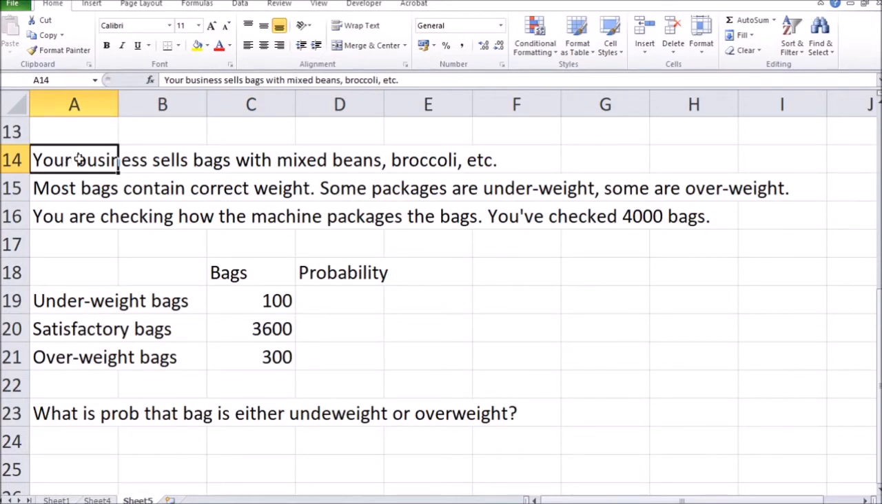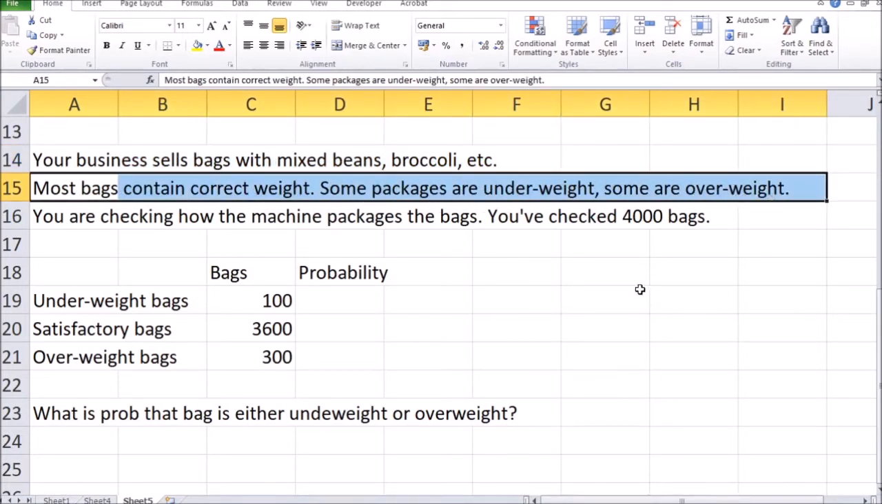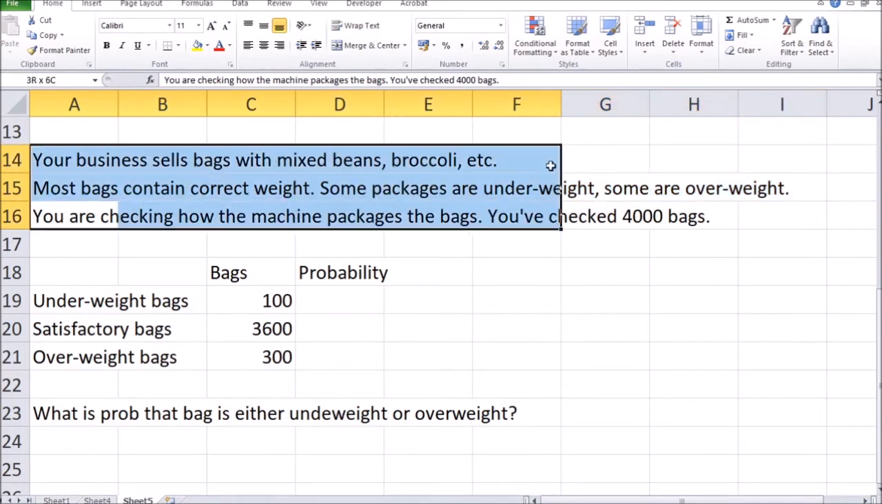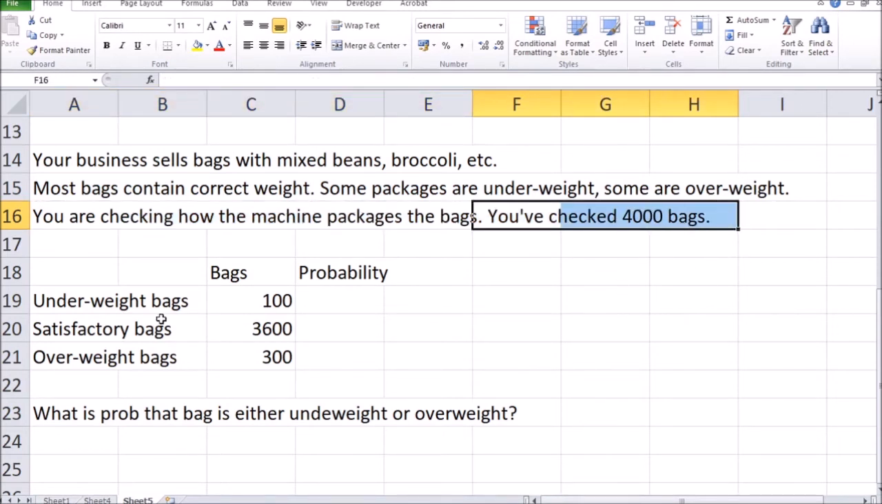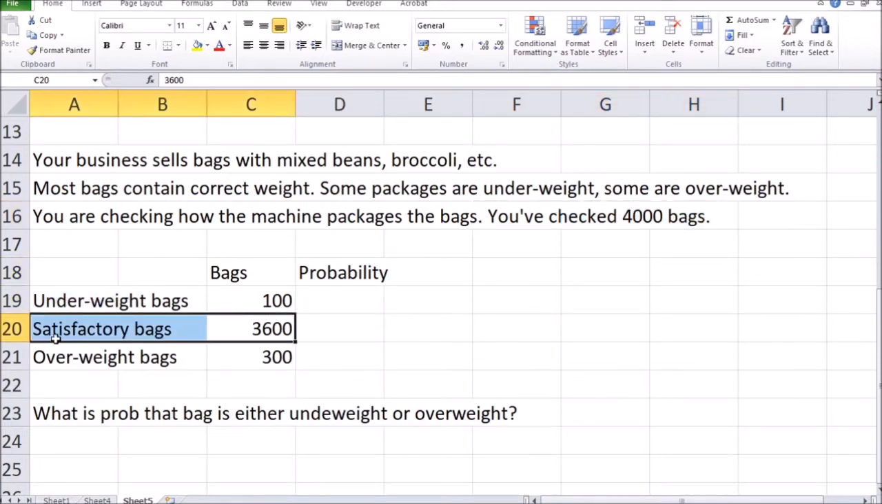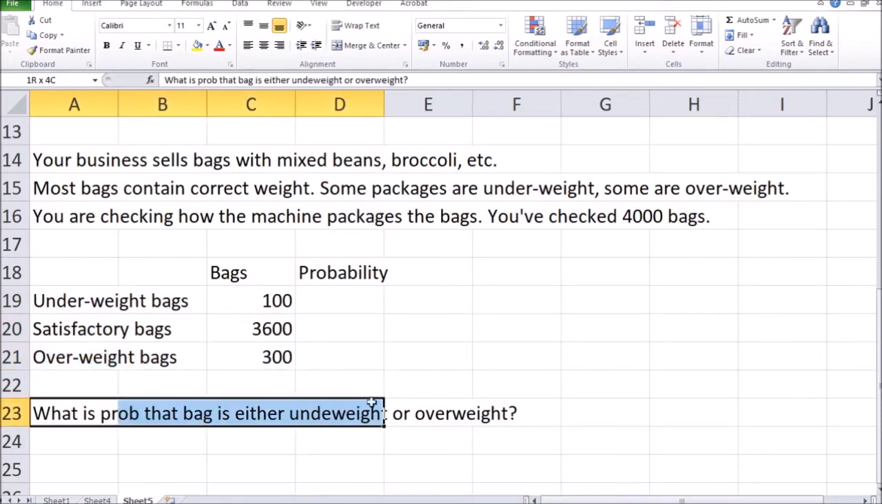Say you have a business where you sell mixed beans, broccoli, vegetables, and stuff like that, all packaged in a nice little bag. The machine mostly works properly, but sometimes some packages are underweight, some packages are overweight, and from time to time you run some quality assurance and check the packaging. You've recently checked, let's say, 4,000 bags, and this is what you've discovered. Out of those 4,000 bags, 100 turn out to be underweight, 3,600 turn out to be fine, satisfactory, and 300 turn out to be overweight. The question is: calculate the probability of a bag being either underweight or overweight.